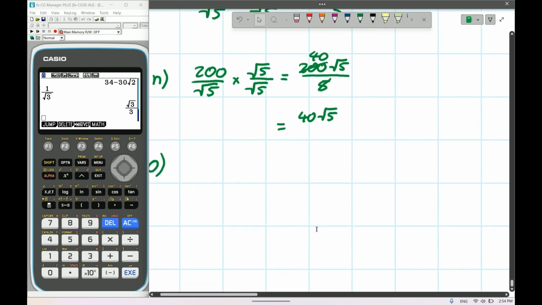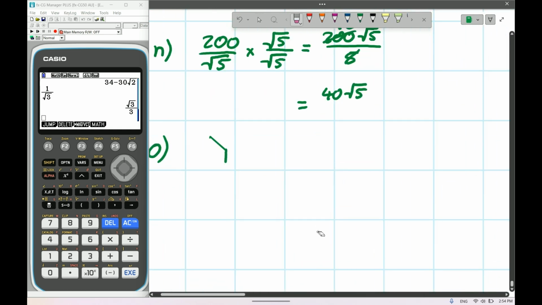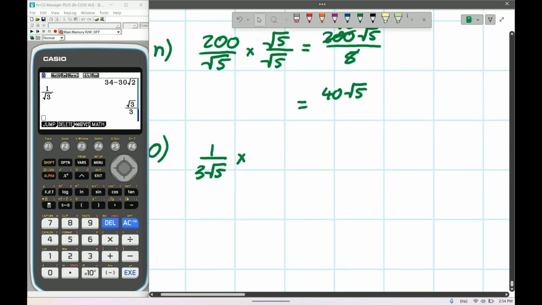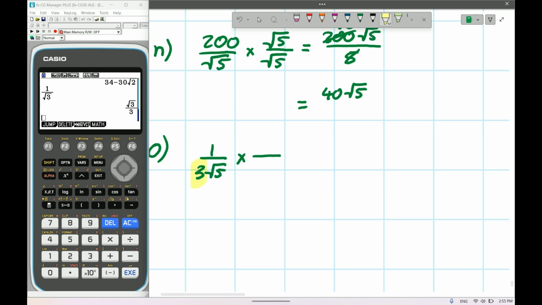Question O, you got 1 over 3 root 5. Multiply that by, and same as before, you don't need to consider the 3 at all for this part. You just need to consider this square root 5. So we want to be multiplying this by root 5 over root 5. So what you're left with is square root 5 over 3 square root 5 times square root 5, which makes 15.